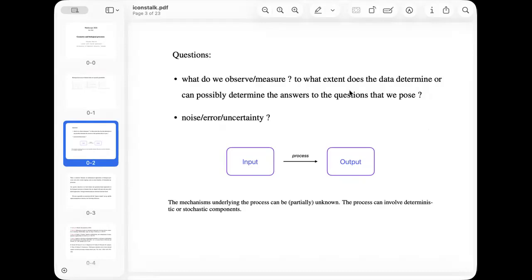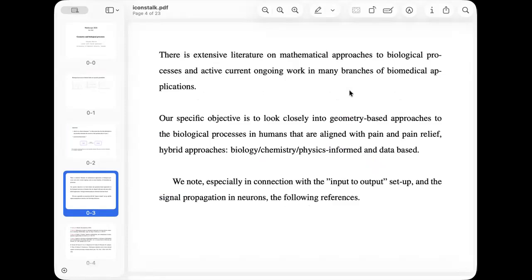Typically, the structure of a model involves some input states, output states, and the function from inputs to outputs. Often, the underlying mechanism is very complex or partially unknown. The process can be partly deterministic and partly probabilistic. There is extensive literature on various mathematical models in biomedical applications.